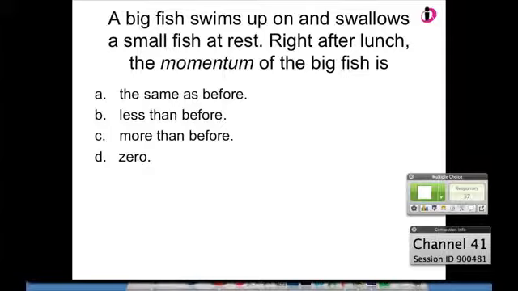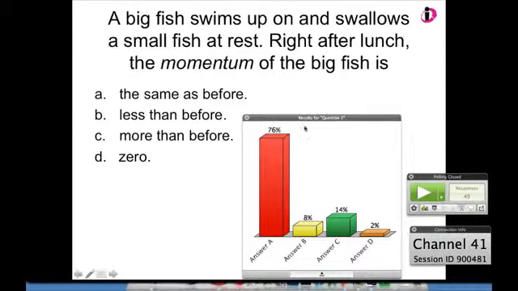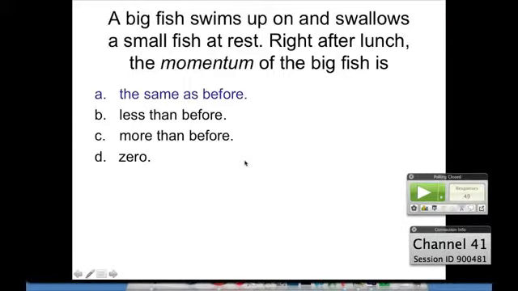10, 9, 8, 7, 6, 5, 4, 3, 2, 1. Ta-da. 76 percent say it's the same as before. You're right. I won't lie, I'm a little concerned about those that missed this one.